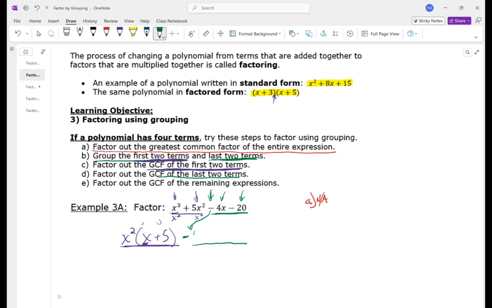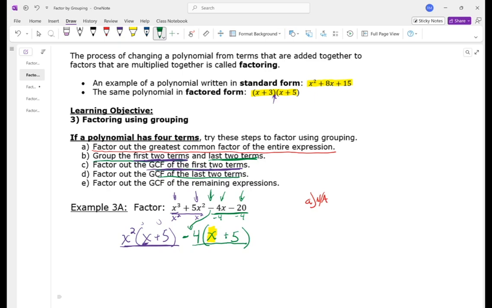So I'm going to write down -4 is what I'm bringing out. It's like I'm going to divide both of these by -4, or ask myself, -4 times what? What should I put here to get -4x? That answer is just x. -4 times what will give me -20? That answer is 5.